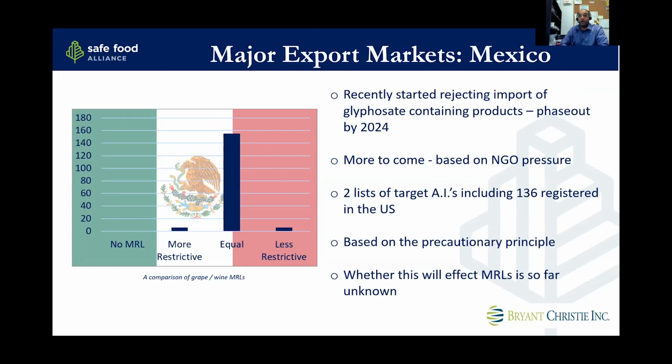All this is based on a hazard precautionary principle. So really, as the registrations for these products go away, what effect this will have on MRLs is unknown. Again, you can see from this graph here that in a lot of cases, Mexico just used the US MRL for a lot of products and commodities. So how that will change as they go down this hazard-based road is unsure.